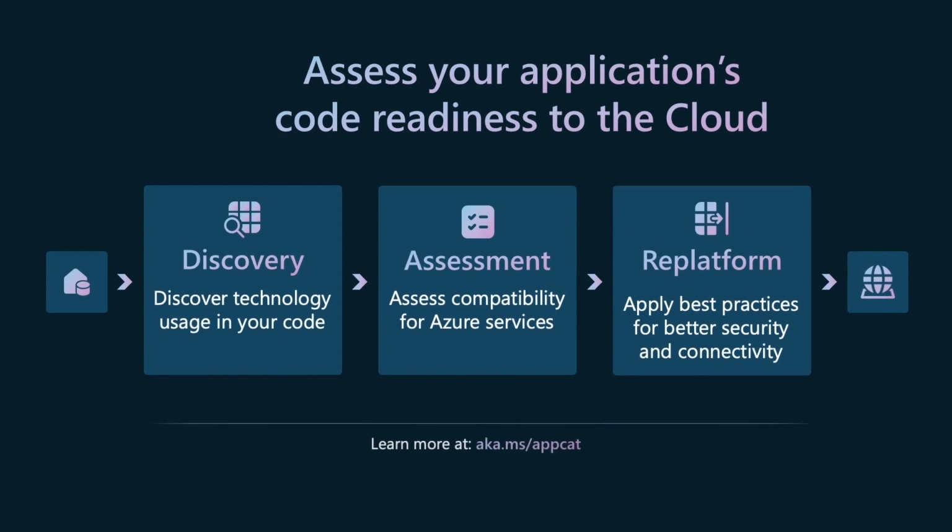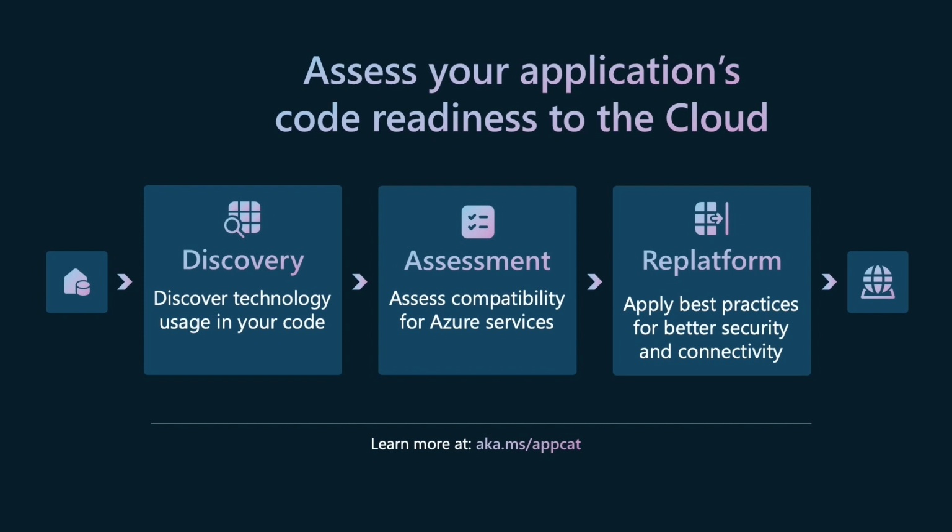To do that, we have another tool called Application Code Assessment Toolkit for Java. We also have it for .NET. The command line is called app-cat, so we like to call it app-cat. You can run it from your command line, and it will assess your application for readiness, but also provide recommendations for what to do in the code to make sure your application leverages the best of Azure. With app-cat, you can discover the technology usage inside your code: what libraries, dependencies, frameworks, and versions you are using.